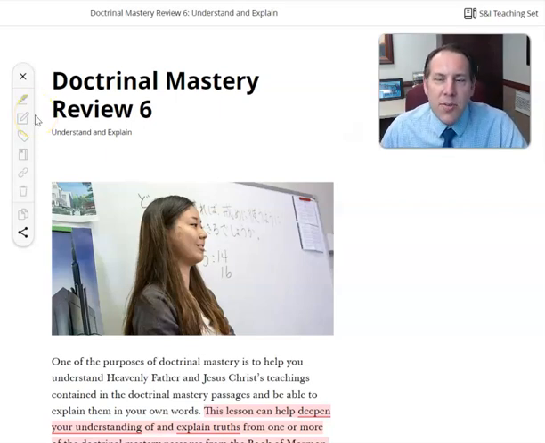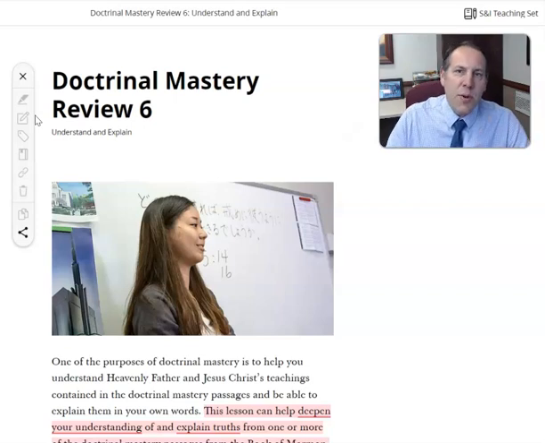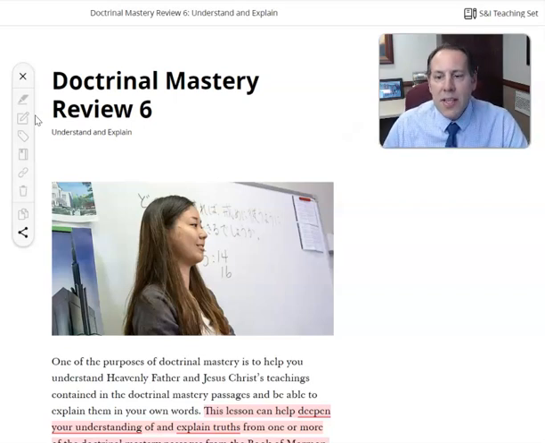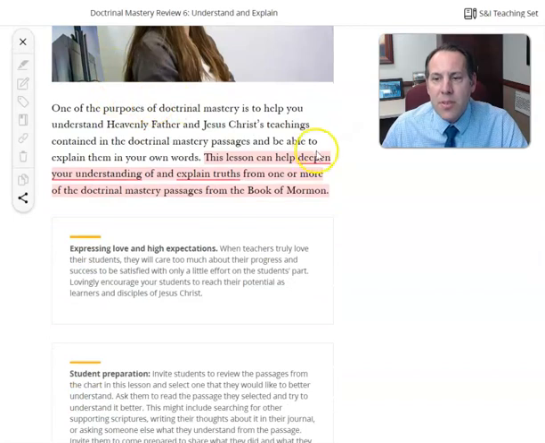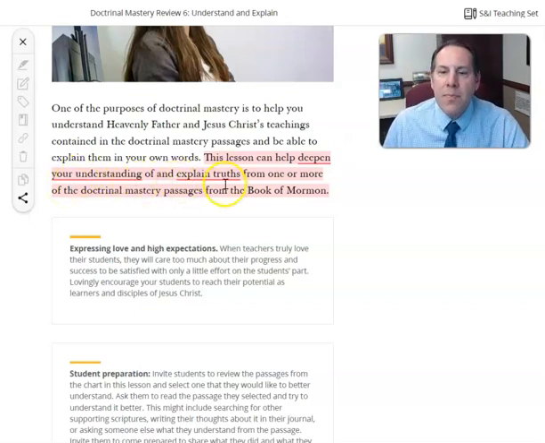So hopefully something is inspirational and prompts ideas that would be a blessing to your class. Every Doctrinal Mastery Review is a little bit different. The last one focused on memorization. This one focuses on the aspect of Doctrinal Mastery where we're trying to deepen understanding of the doctrines and principles taught in those verses and to actually be able to explain them. And so our activity is focused on that objective, understanding and explaining.